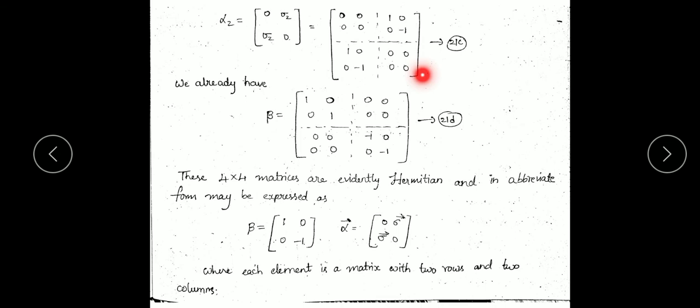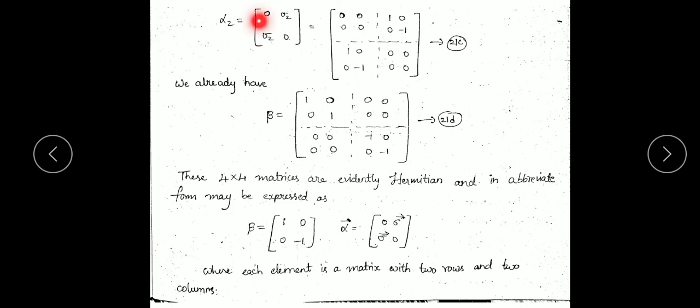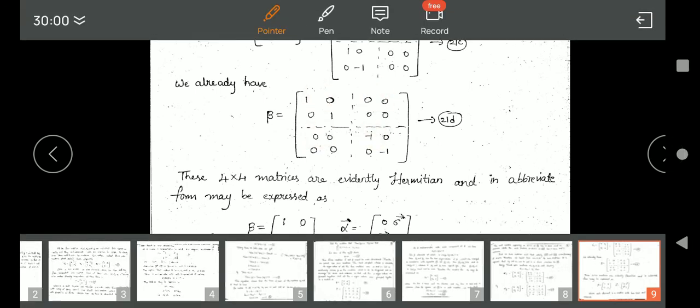So here we need to write 4 rows and 4 columns, so simply we are writing it in this form. Here all of them are 2 by 2 matrices. Every element is a 2 by 2 matrix. So for each matrix we would have 4 elements, 4 into 4, 16. Here also 4 rows, 4 columns, 16 elements. We have already said about beta: I 0 0 minus I. So this is the beta matrix.